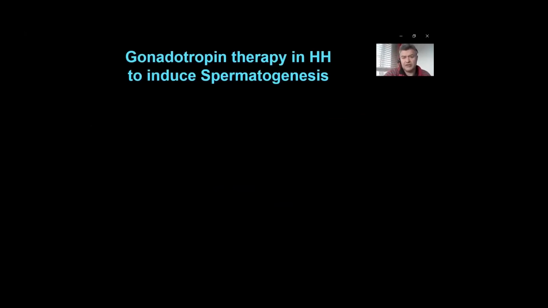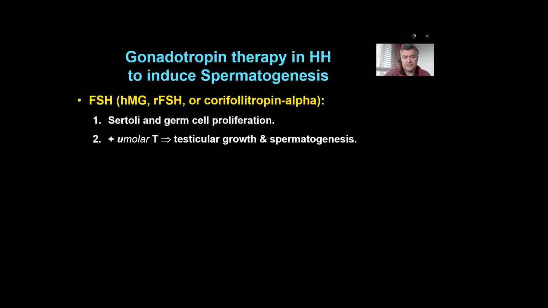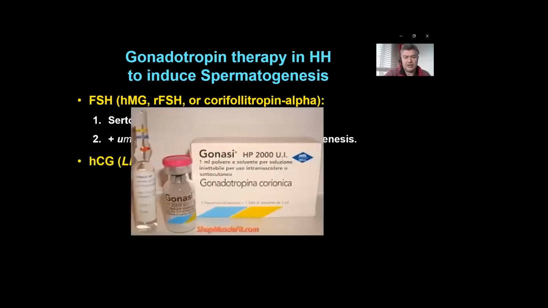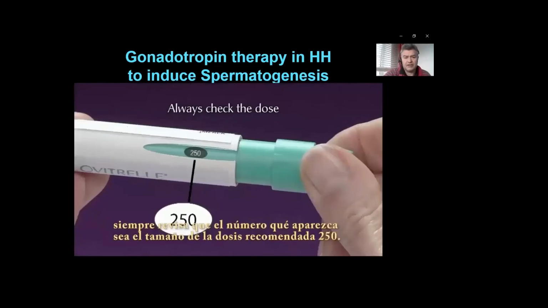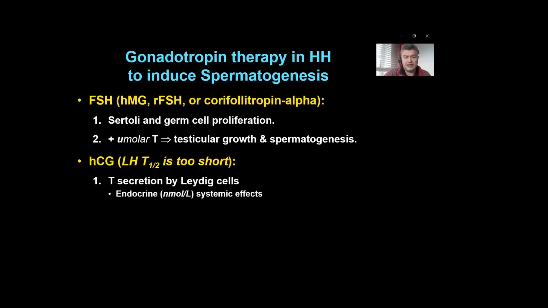So in principle, we're generally using gonadotrophin therapy to induce spermatogenesis. So that's with FSH, which induces Sertoli cell and germ cell proliferation. And when you combine it with micromolar testosterone, so paracrine testosterone, it induces testicular growth and spermatogenesis. We don't use LH, the half-life is too short. We use HCG. They act on the same receptor. Cheap forms and expensive forms of it. And that stimulates testosterone secretion by Leydig cells, which has endocrine, systemic effects at nanomolar levels, and paracrine effects in the testes at micromolar per liter levels.